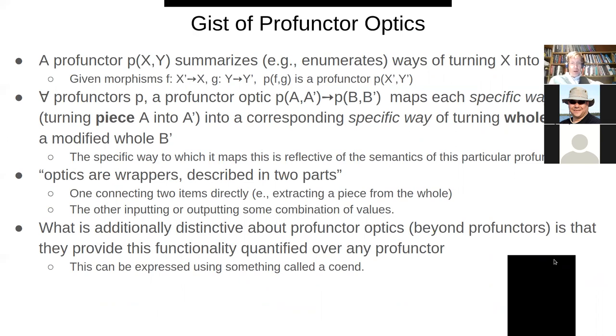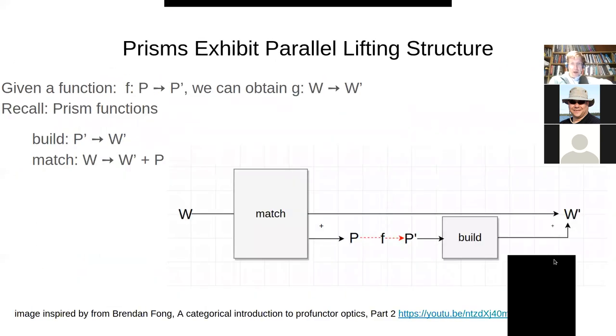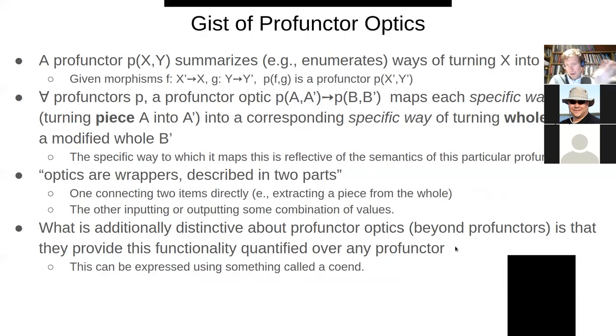Okay. So the gist of profunctor optics is a profunctor can be viewed as summarizing these ways of turning X's into Y's. And in SAT, it can be viewed as kind of enumerating them or indicating a set of ways that you can turn X's into Y's. Now, a profunctor optic is something that's, as we say, quantified over profunctor. So it'll work for whatever profunctor. It's saying you substitute in your profunctor here, your way of getting from P to P primes. I will give you a corresponding way of getting W's to W primes, a way that's derived from that. That may not be the same, but it's a way of getting from W's to W primes.